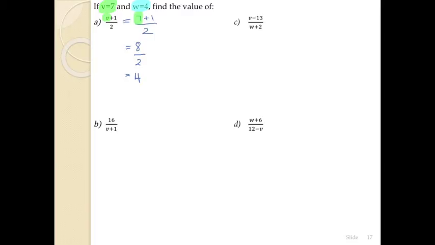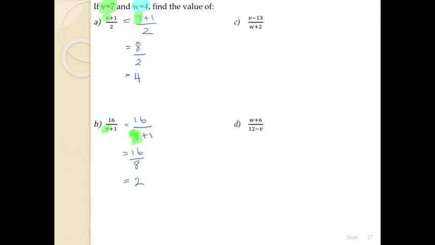Now on the next question, we've got that v again, this time it's in the denominator. And so what we end up with is 16 over 7 plus 1. So you can see that we've swapped out or substituted that v with its number equivalent of 7. That's going to give me 16 over 8, or 16 divided by 8, which is 2.